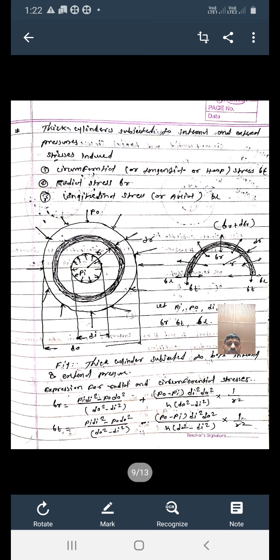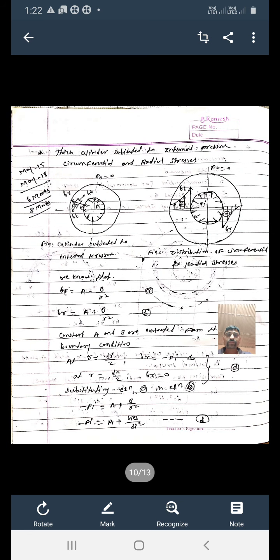Okay, if you check both equations, radial stress and tangential stress, the only change is the symbol. The plus is replaced by the negative symbol. Remember these two equations. When you solve a numerical on the thick cylinder, we need these two equations, sigma R and sigma T. Then next, sometimes you will get the thick cylinder subjected to internal pressure.